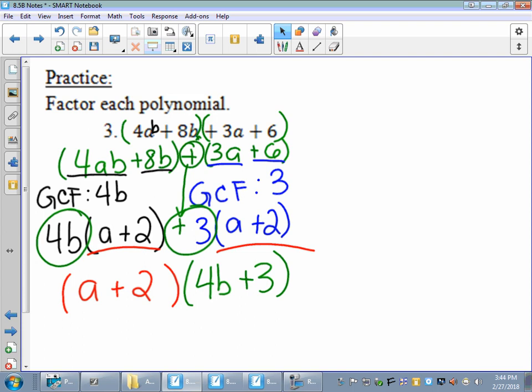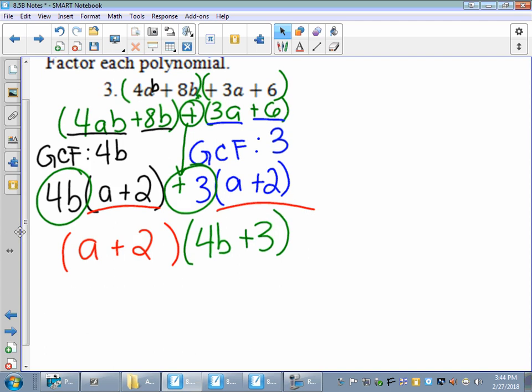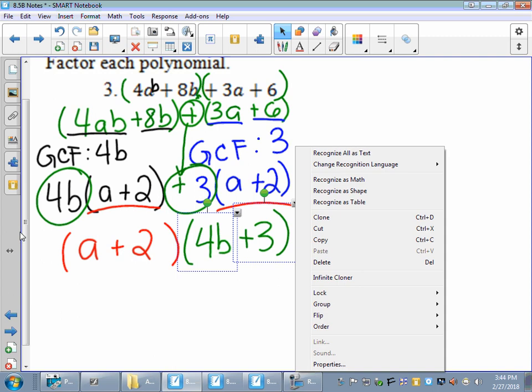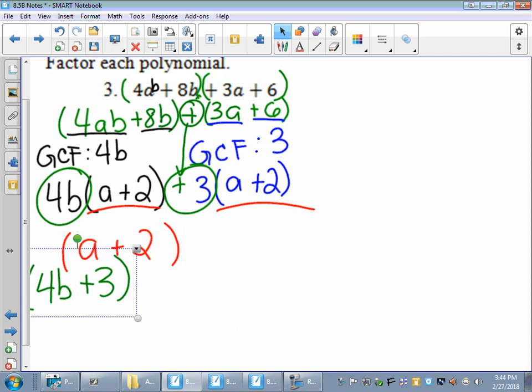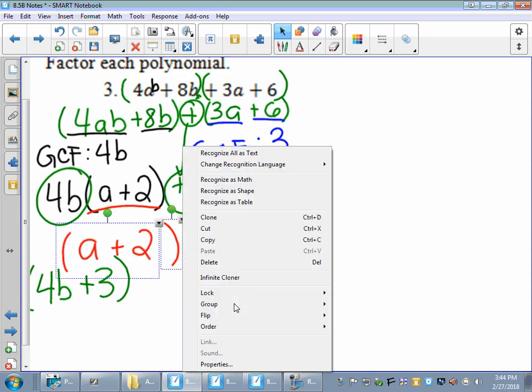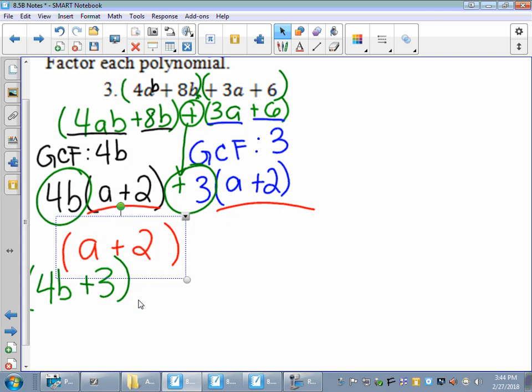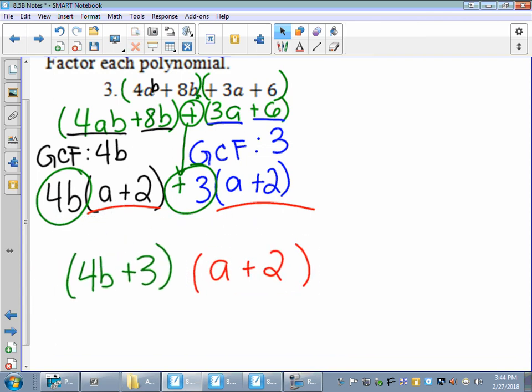And here's the thing. If you decided to write 4ab plus 3 first, let's make sure we group those real quick. If you wrote this one first, and then your a plus 2, so if you wrote it in that order, is that still a correct answer?